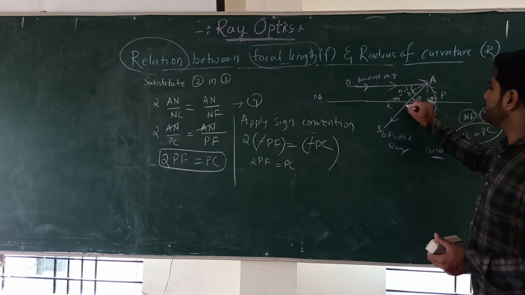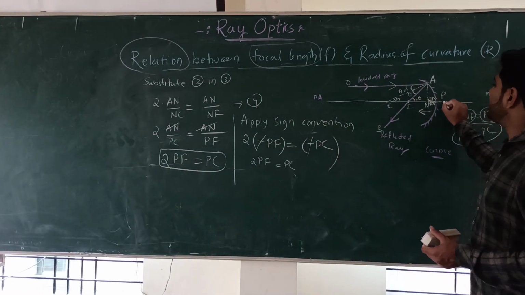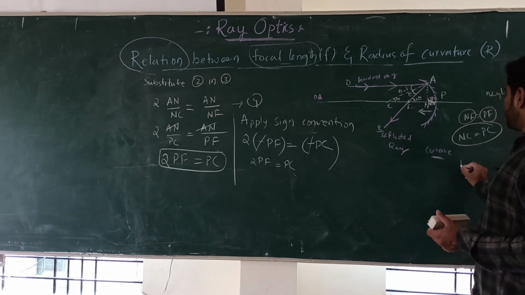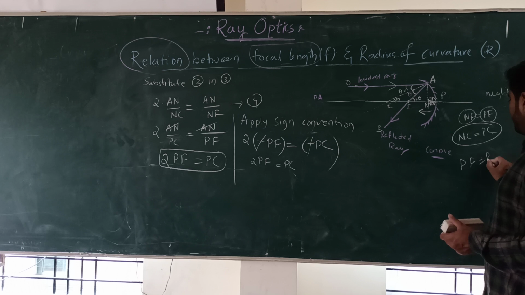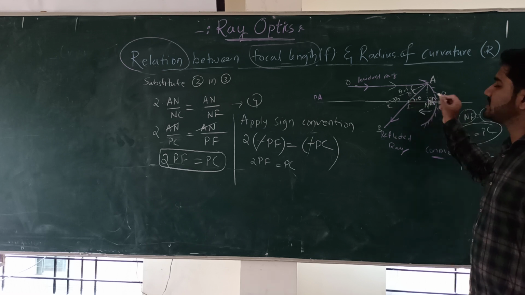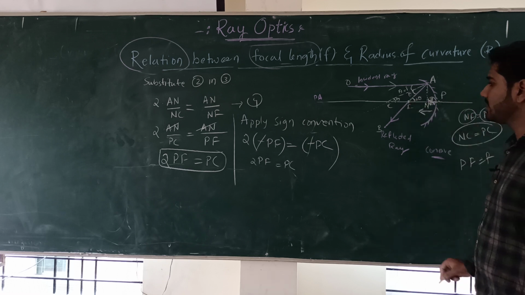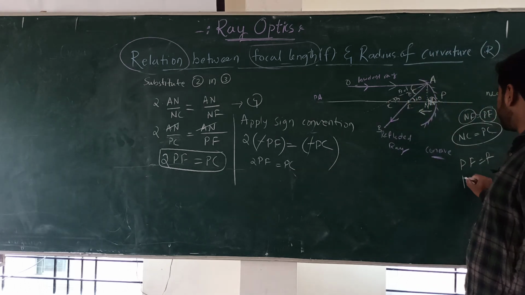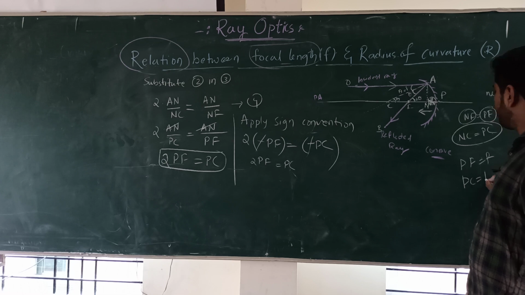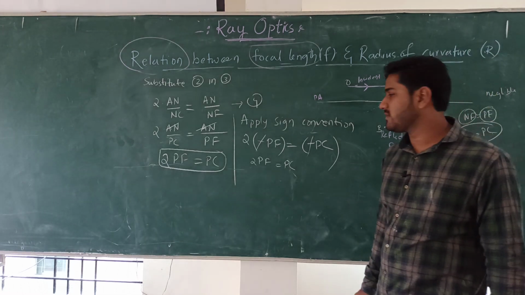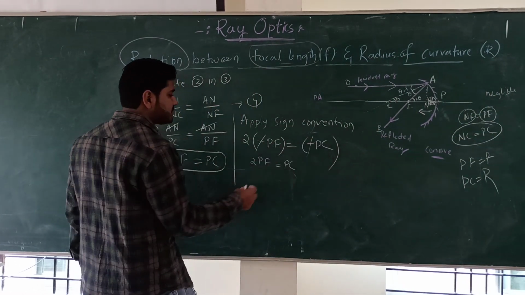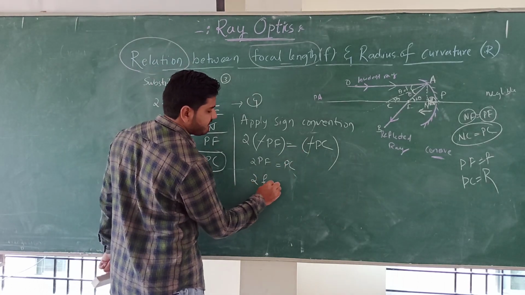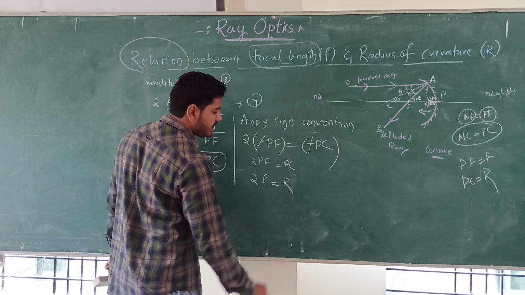PF, what is it? The distance between the pole and the focus is nothing but the focal length. And PC, the distance between the pole and the center of curvature, is the radius of curvature. So just substitute: PF is the focal length, that is small f, and PC is R.